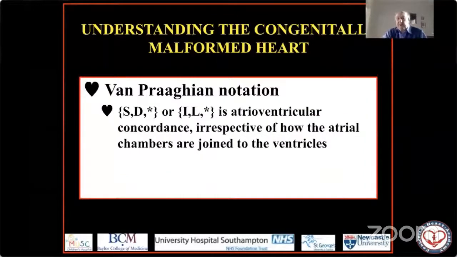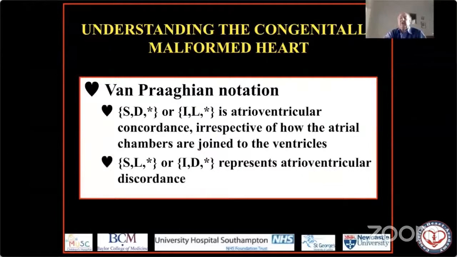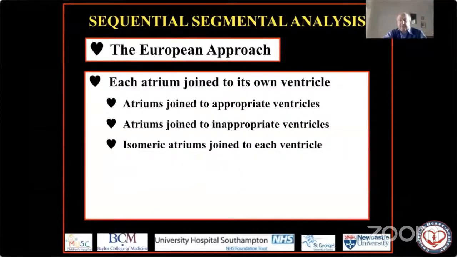Because of Van Praaghian notation, if you have SD or if you have IL, then irrespective of how the atrial chambers join to the ventricles, this is atrioventricular concordance. And if you have SL or ID, again, irrespective of how the chambers and the ventricles are joined together, as long as you can identify the segmental notation, this is atrioventricular discordance.